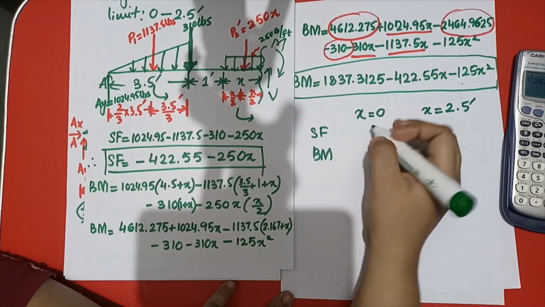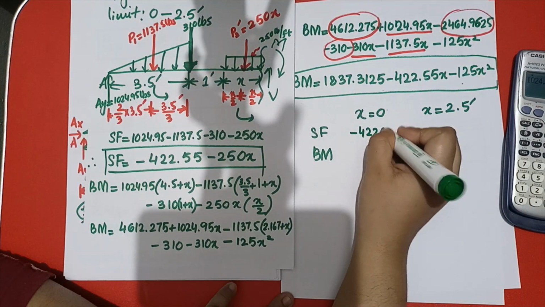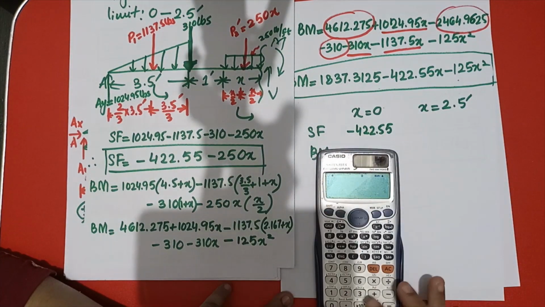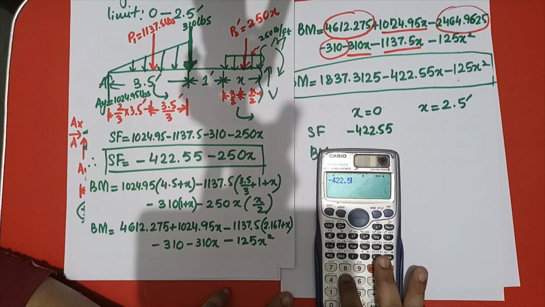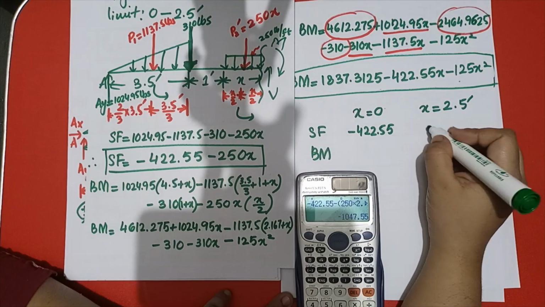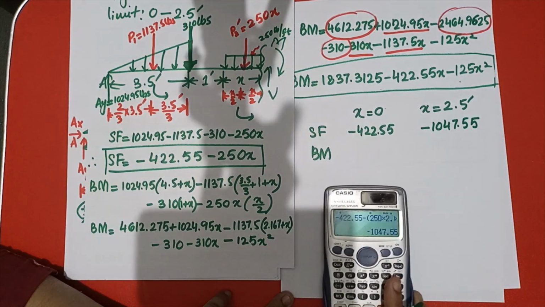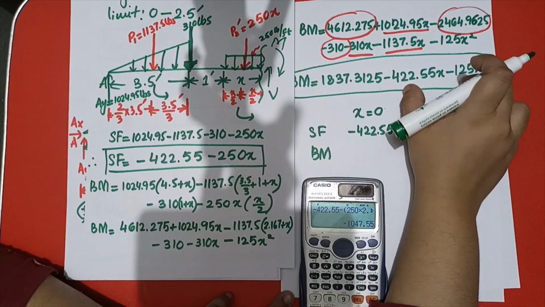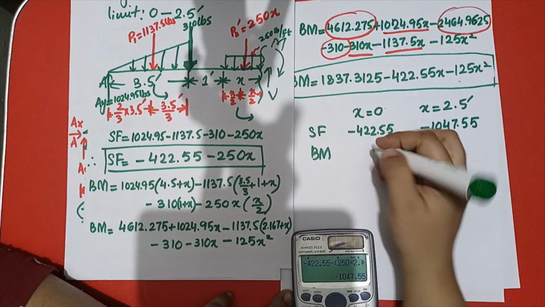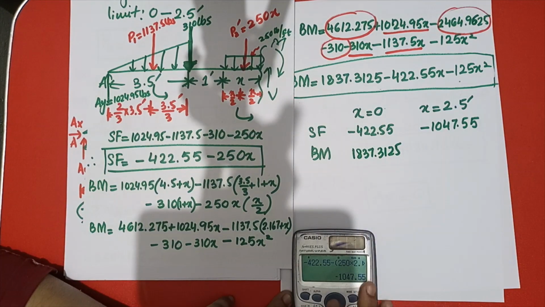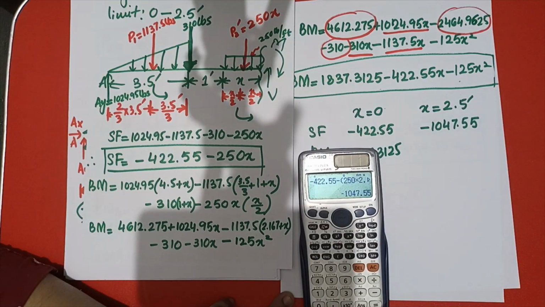So when we put 0 here, it will be minus 422.55. Then for the next, we have to put the value of 2.5 in this equation. So minus 422.55 minus 250 into 2.5. So the answer will be minus 1047.55. And then the bending moment equation will be, these two values will become 0, and this will come out over here 1837.3125. And the final value should be 0.